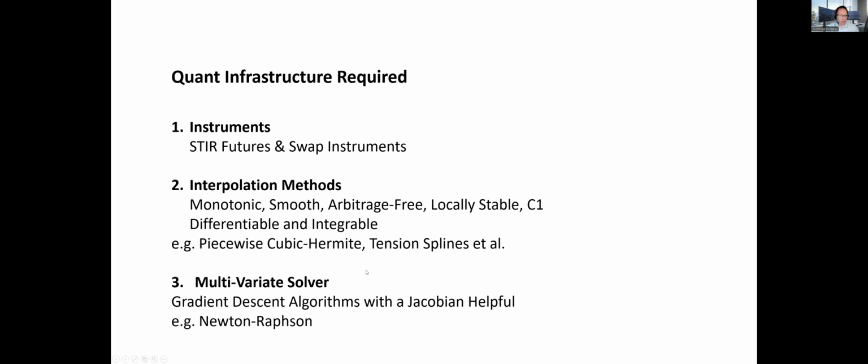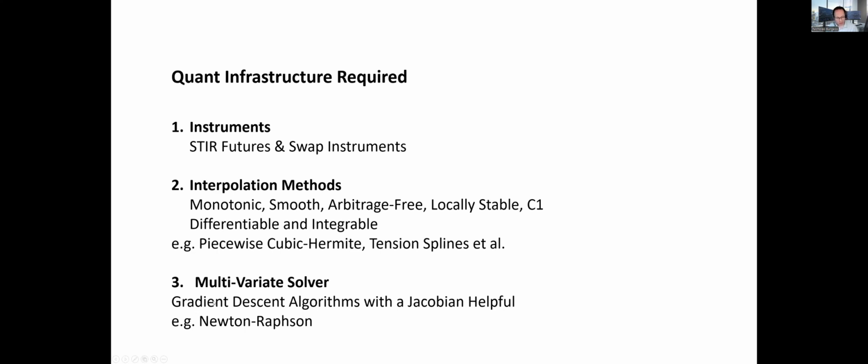Now, the third thing that we're going to need: so we need instruments, interpolation methods, and the third thing we're going to need infrastructure-wise to build a curve is a multivariate solver. We could bootstrap our curves. I don't recommend that; we'll talk about it later. But when we're building and calibrating our curves, and when we're trying to solve for the forward rates and discount factors, we typically want to do that all in one go, or solve all instruments in one go, and the multivariate solvers will do just that.